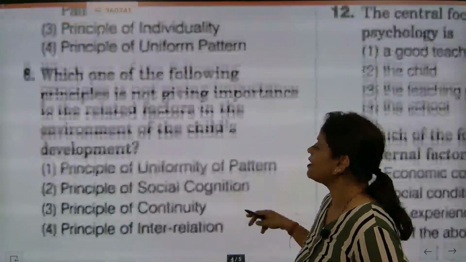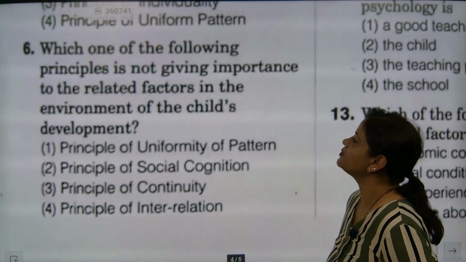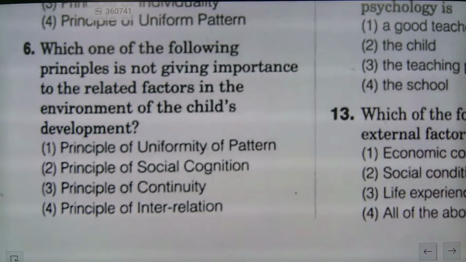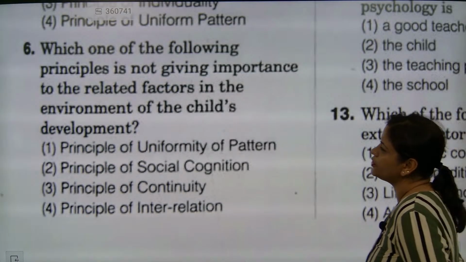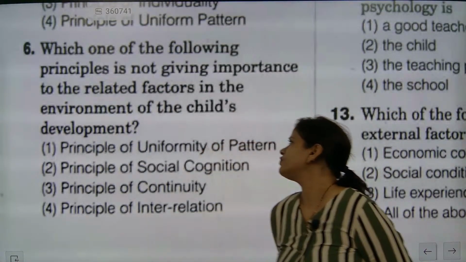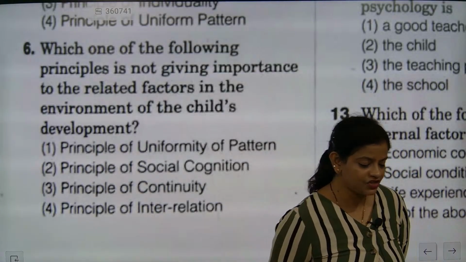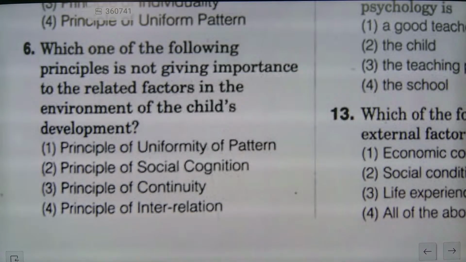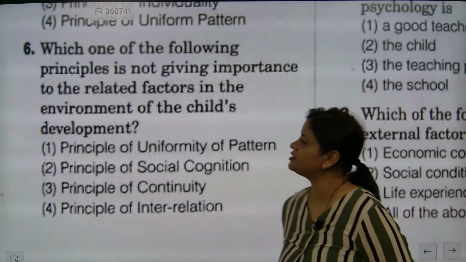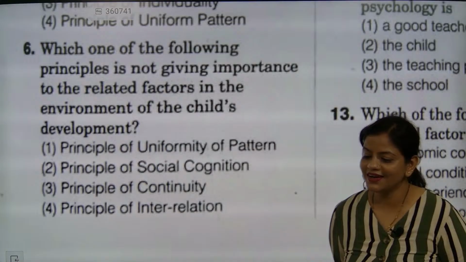Okay. Which of the following principles is not giving importance to the related factors in the environment to the child's development? Principle of uniformity of pattern... Kindly check this one. This is a very important one. Which of the following principles is not giving importance to the related factors in the environment?